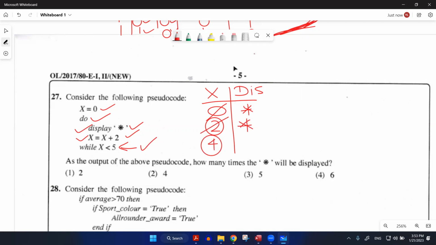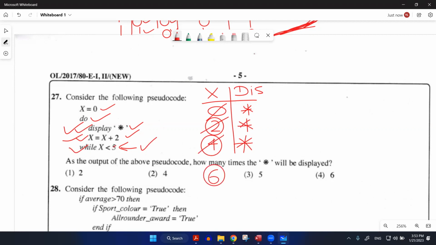Right? And it checks whether x is less than 5. Yes, x is less than 5. 4 is less than 5, so it goes and repeats this again. Display a star. So it displays a star. x is increased by 2, so 4 becomes 6.